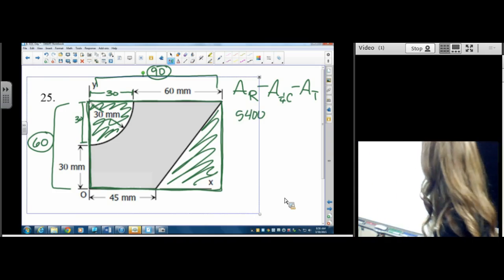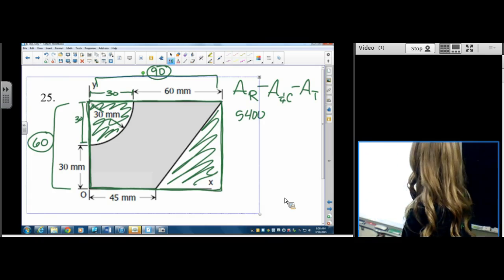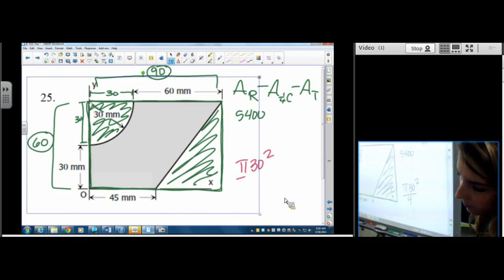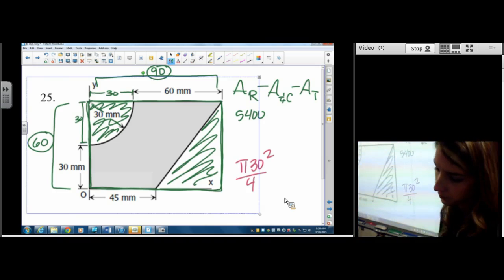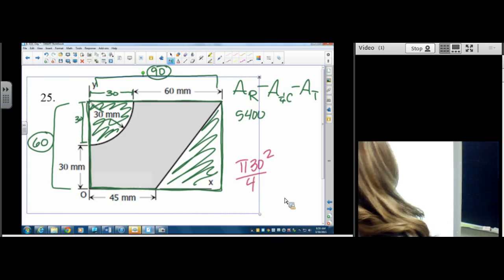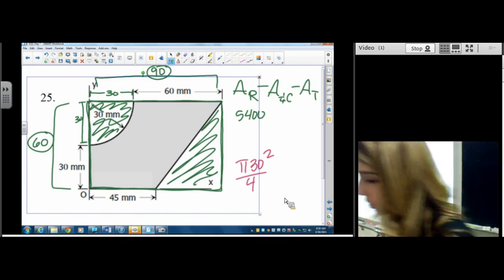Okay, the area of 1/4 of a circle. The area of a circle is pi r squared, but we're going to divide it by 4. That gives us 225 pi.